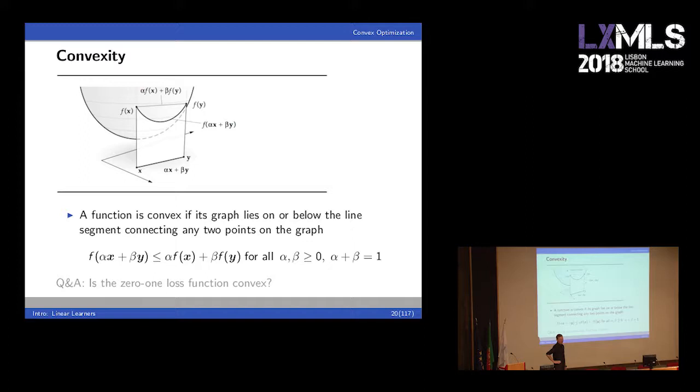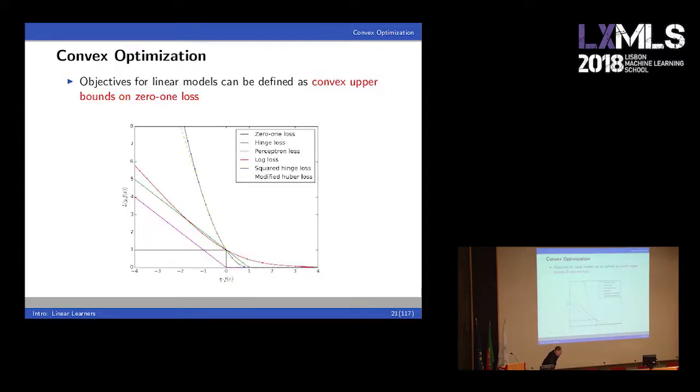No? Why not? Where is this condition not satisfied? If you do a line segment from here to here, then the condition that we had above is definitely not satisfied, right? Because the graph of the function sometimes is above the line segment. So it's not convex.